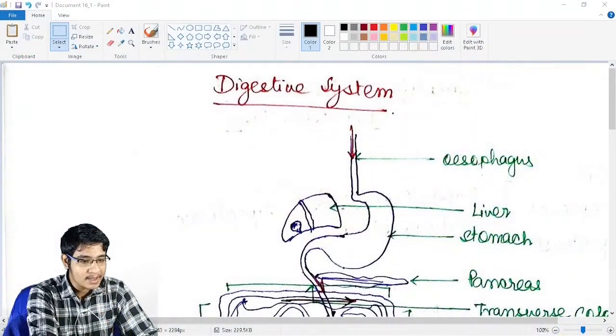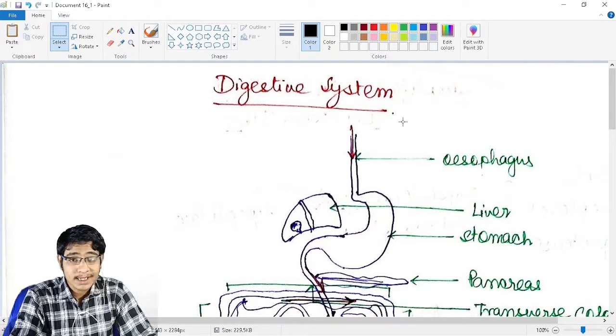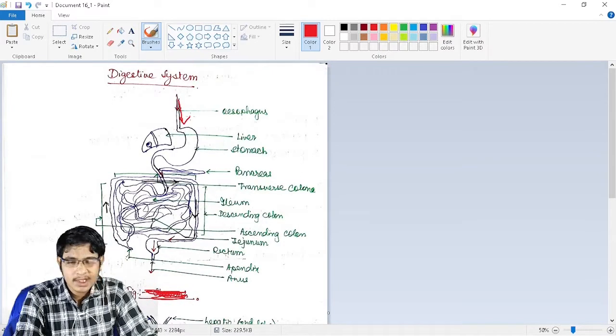Okay, so we are in our workspace. As you can see, in my previous video, I discussed the digestive system. This is the structure of the whole digestive system. Sorry, I have written stomach here, but it should be digestive system. This is the esophagus. Just a quick recap: this is the liver.